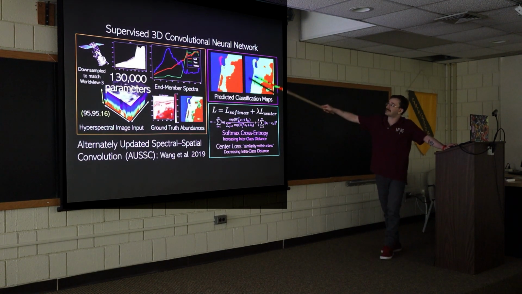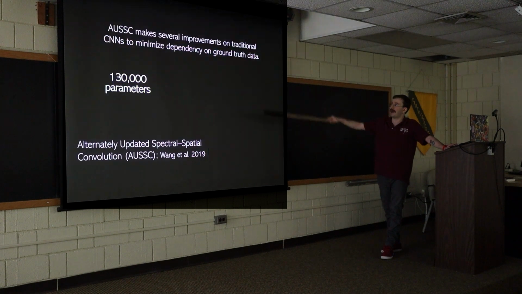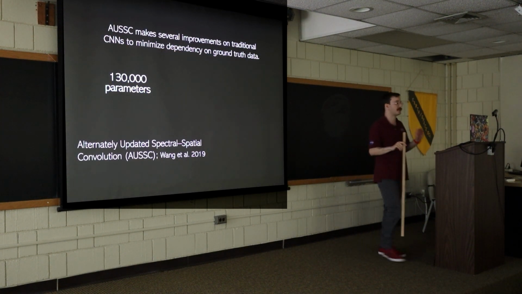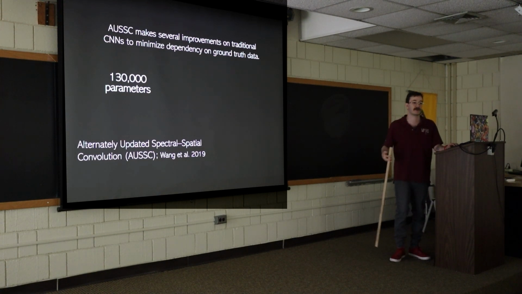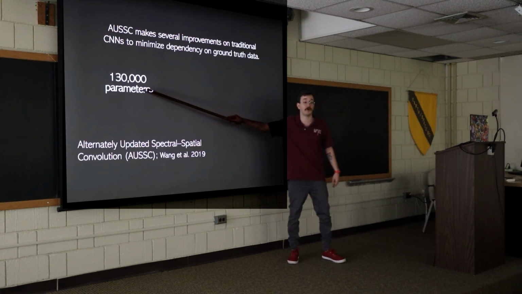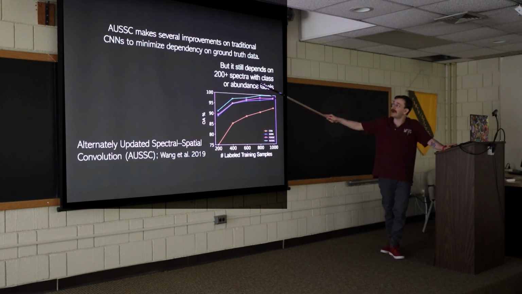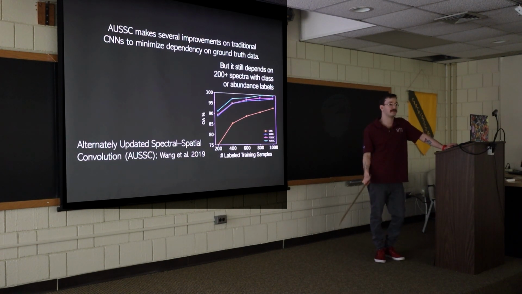And you can see this as the epochs progress, it builds up those maps. But the key here is that AUSSC is making tons of improvement on traditional models to minimize the dependency on ground truth. This is actually a really low number. It's impressive to get a model like this down to 130K. And it's still depending on 200 plus spectra with labels.